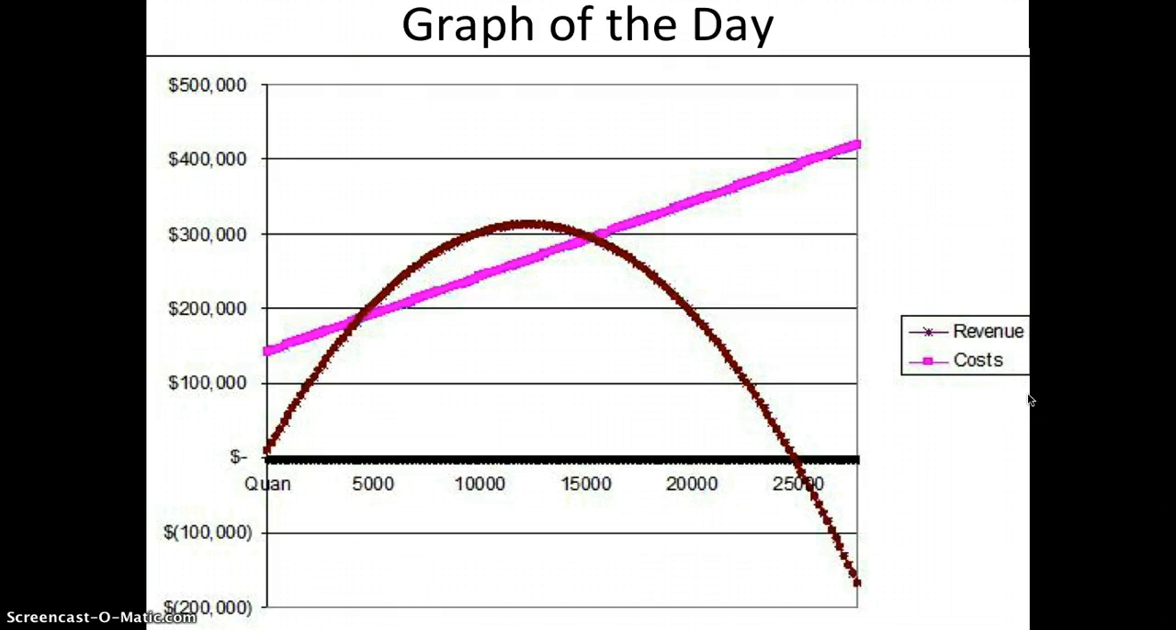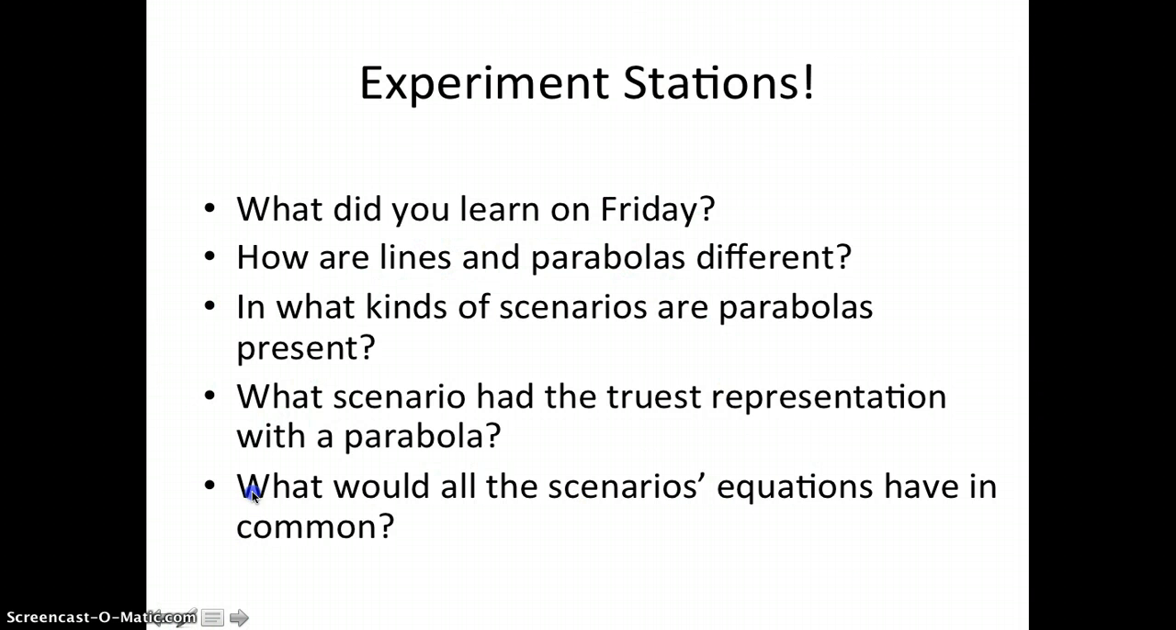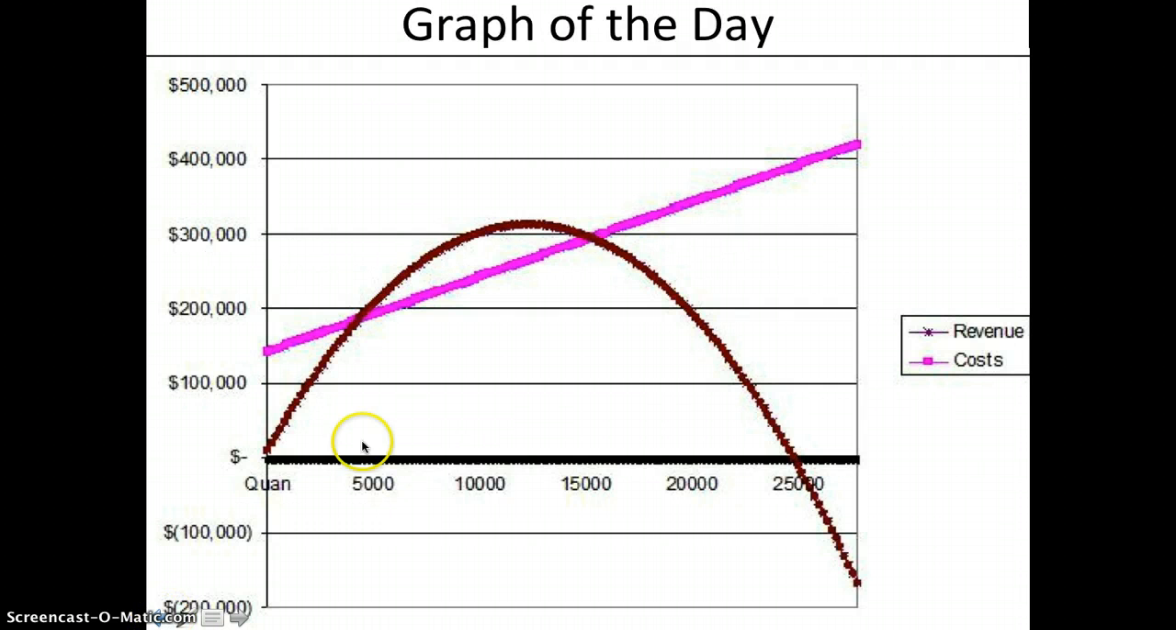Okay, so you'll notice that the cost function, or the cost graph, is linear, and it has a positive correlation. So hopefully some of these things are things that you talked about. The positive correlation means that you can see down here this says quan, that stands for quantity. So as the quantity increases, as we make more and more of some product, the cost is increasing. So with greater quantity comes greater cost.